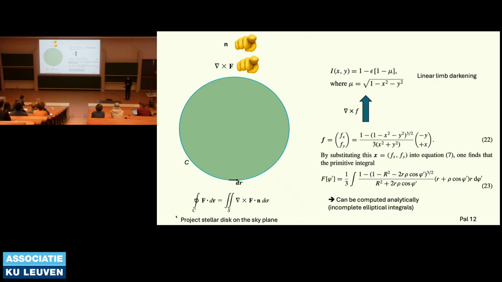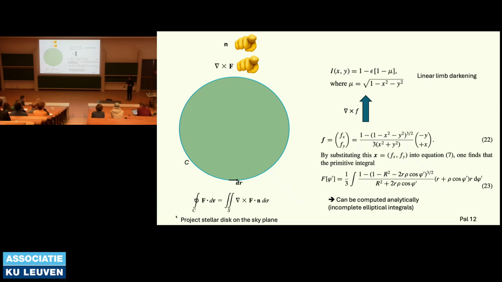So this can be easily done. We can write the intensity of the star as a function of x and y, and then solve this differential equation to get the f. There can be many different f, but we can pick any one. Then we just integrate this line integral, the circulation, around the limb of the star. In the end, we end up with an integral which is solvable analytically. We have a closed form for this expression, which is very fast and very nice. And this is taken from Pal's paper in 2012.